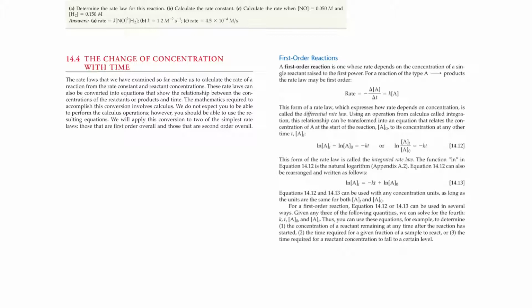For a first order reaction, equations 14.12 and 14.13 can be used in several ways. Given any three of the following quantities, we can solve for the fourth: k, t, A sub 0, and A sub t. Thus, you can use these equations, for example, to determine one, the concentration of a reactant remaining at any time after the reaction has started; two, the time required for a given fraction of a sample to react; or three, the time required for the reactant concentration to fall to a certain level.